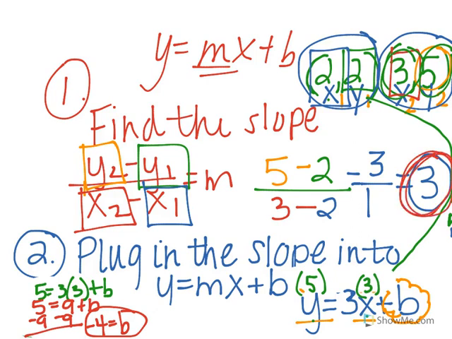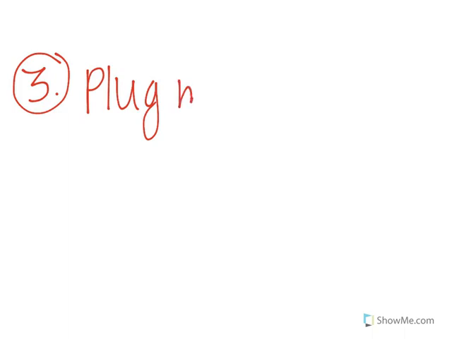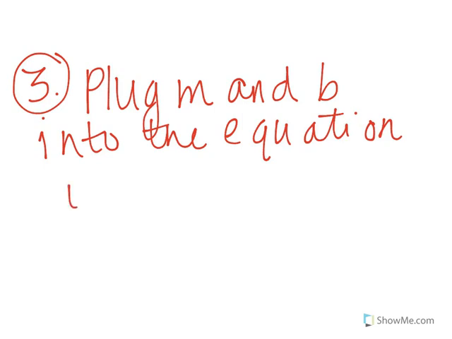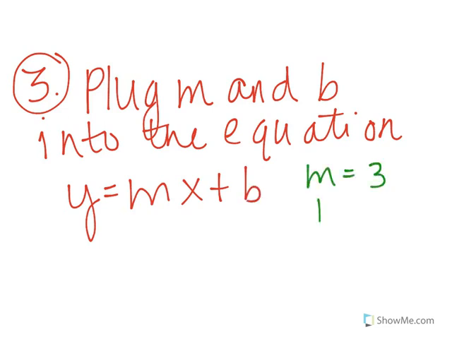Now step 3 is to plug m and b into the slope-intercept equation. Slope-intercept form is y equals mx plus b. So m equaled 3 and b equaled negative 4. Where the m is, I'm going to put a 3.